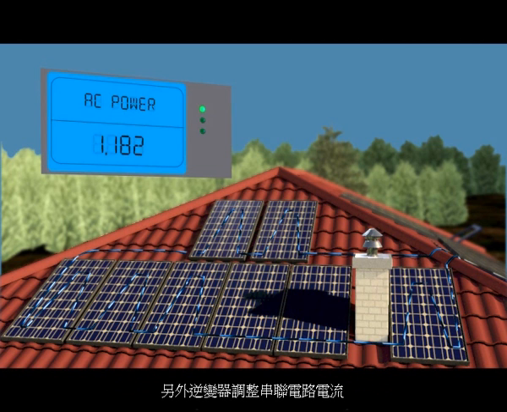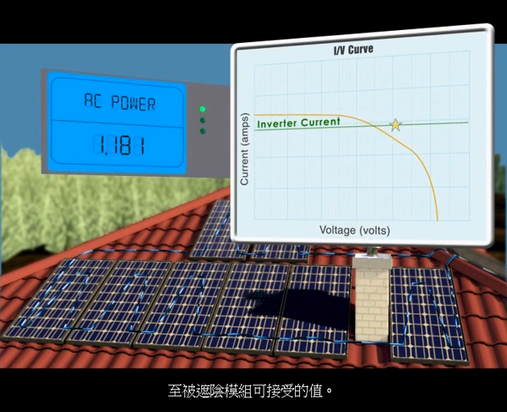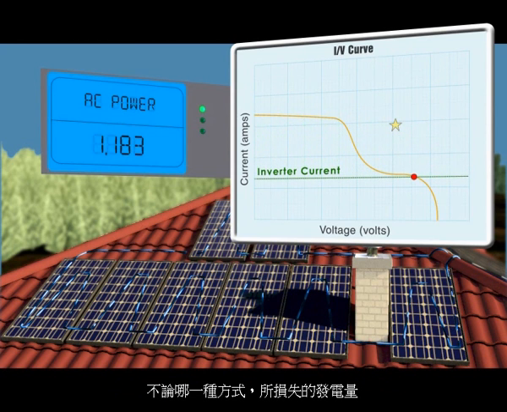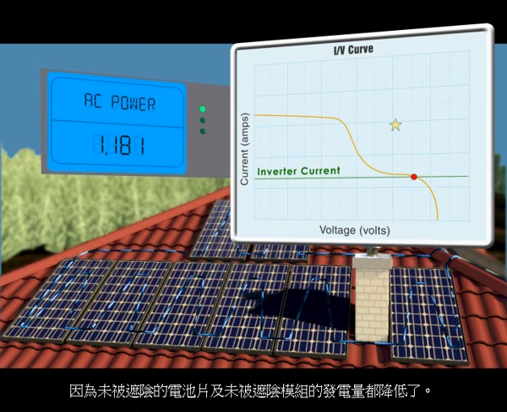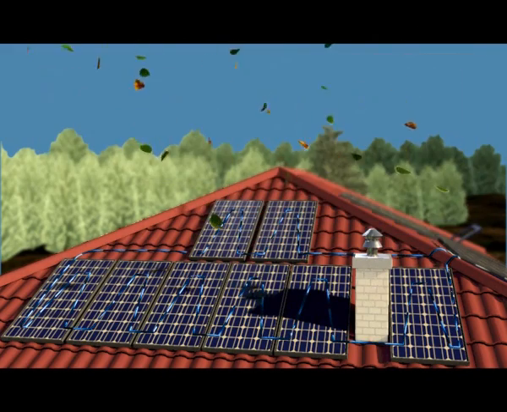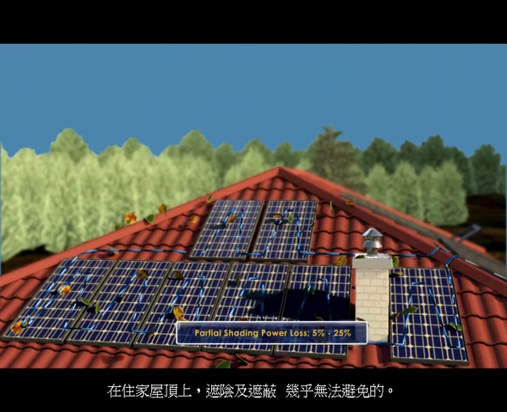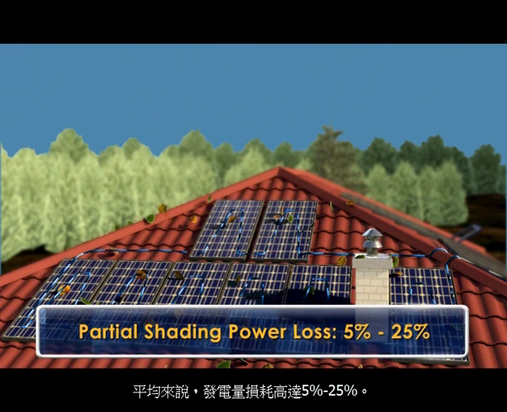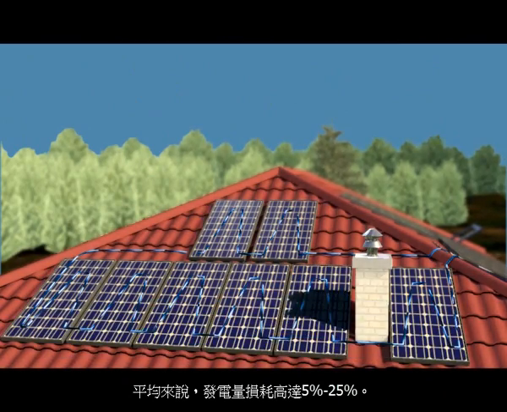Alternatively, the inverter readjusts the current flowing in the whole string to a lower value acceptable by the shaded panels. In either case, power loss in partially shaded arrays is significantly greater than the reduction in the illuminated area, because power output is lost also by non-shaded cells and panels. In typical residential roofs, shading cannot be completely avoided. On average, partial shading losses amount to between 5 and 25%.